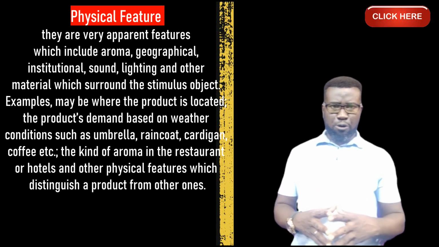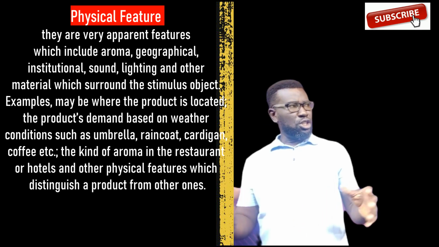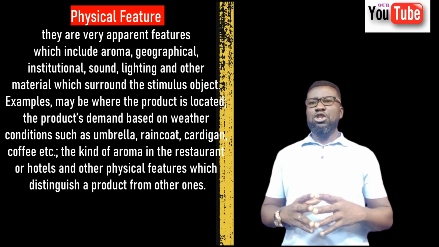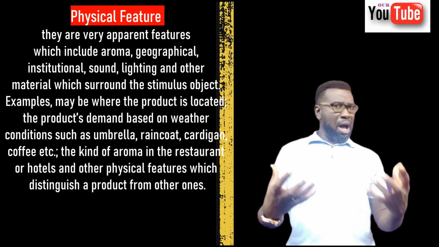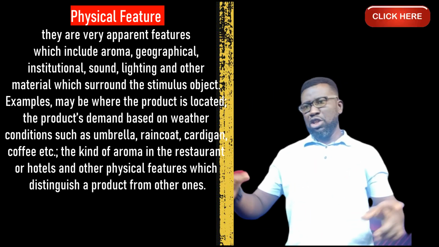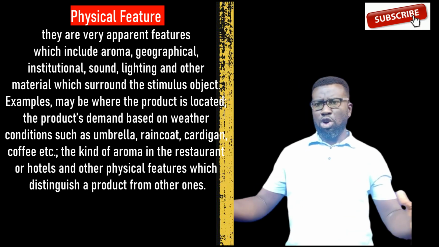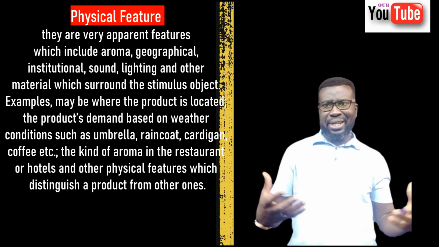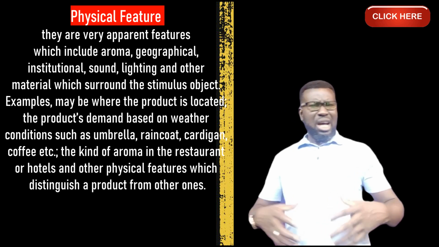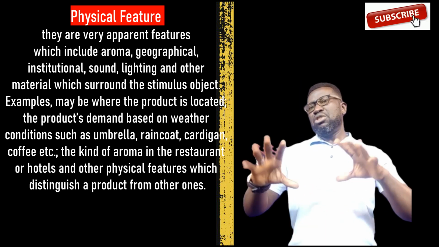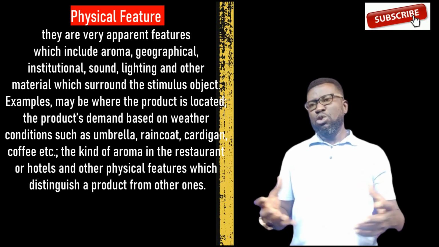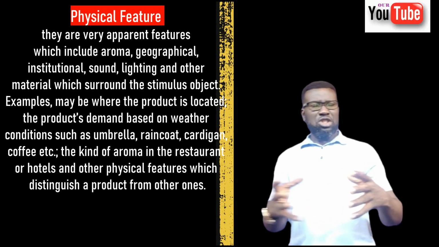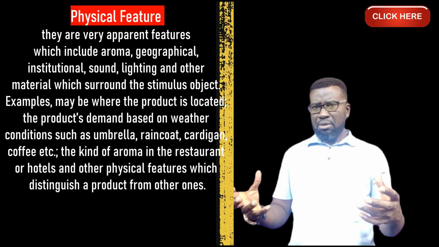Let's start with the physical factors. Physical features as a factor, they are very apparent features which include aroma, geographical location, institutional features, sound, light. These are physical features, and there are others which surround the stimuli or the stimulus object. For example, we can say maybe where the product is located. These features can be observed.